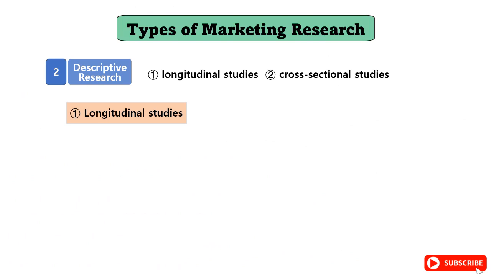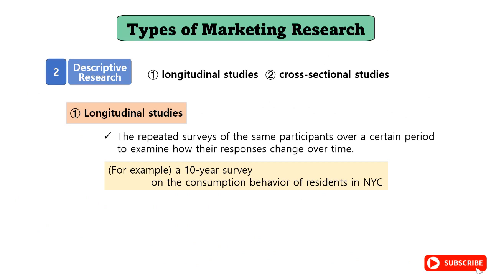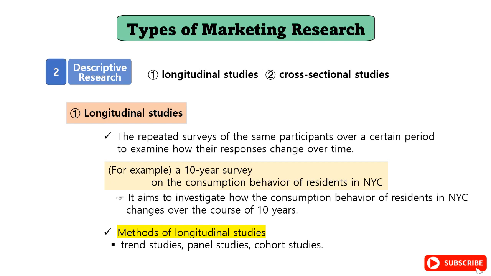Longitudinal studies involve repeated surveys of the same participants over a certain period to examine how their responses change over time. For example, conducting a 10-year survey on the consumption behavior of residents in New York City would be a longitudinal study. It aims to investigate how the consumption behavior of residents in New York City changes over the course of 10 years. Methods of longitudinal studies include trend studies, panel studies, and cohort studies.